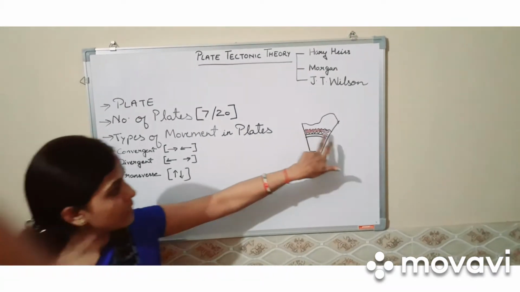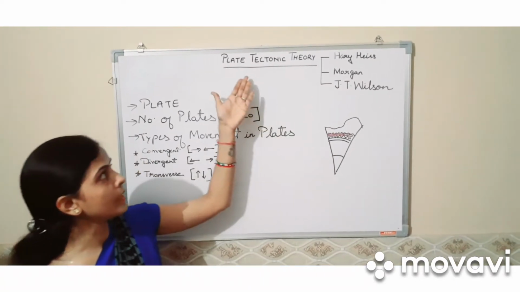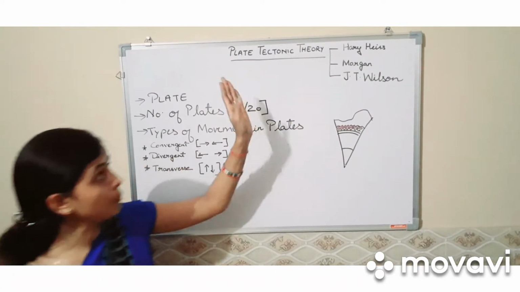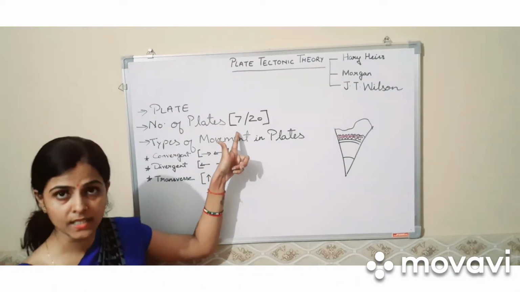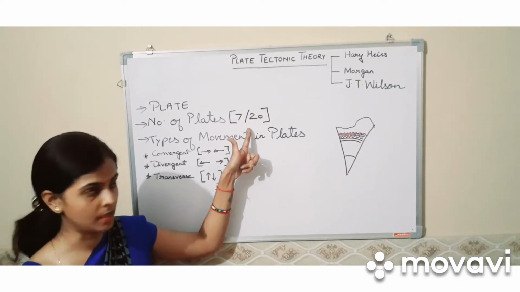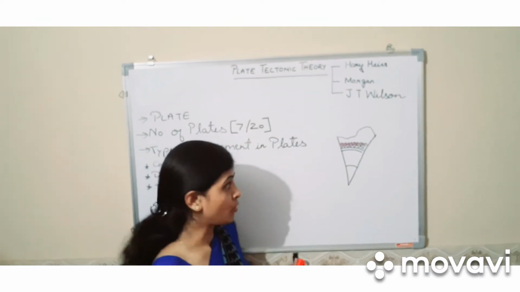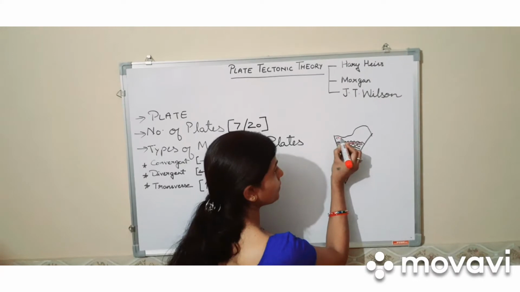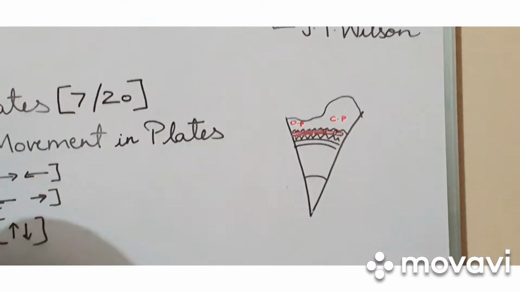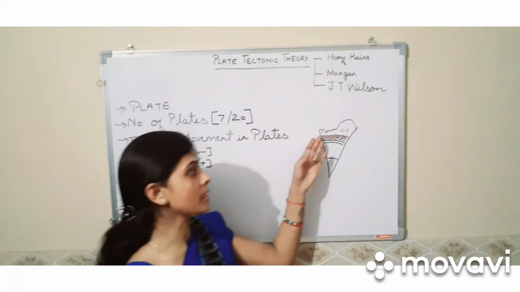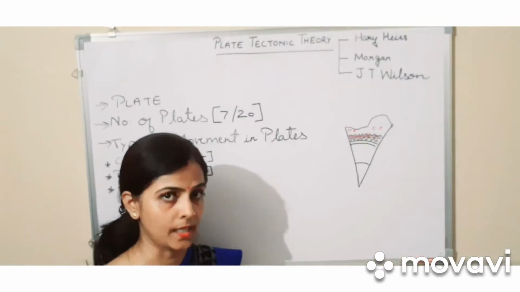Because of plate movement, all these landforms were formed. All these things are explained in plate tectonic theory. According to plate tectonic theory, there are 7 major plates and 20 minor plates. As we all know, there are two types of plates, oceanic plate and continental plate. Oceanic plate is heavier because oceanic plates are made up of basalt and continental plates are made up of granite.